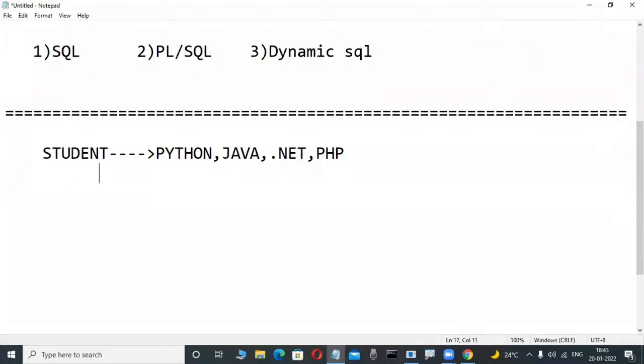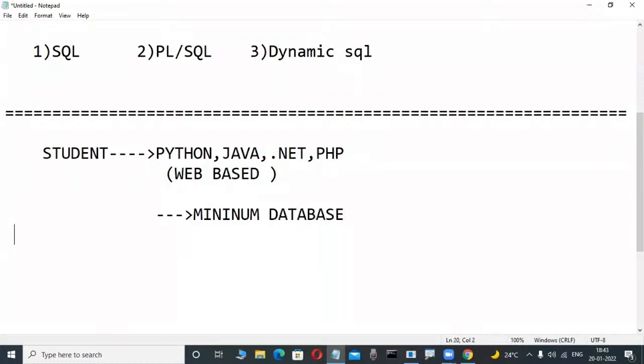In projects, these web-based application programmers compulsorily need minimum knowledge of databases. Why? Java programmers use JDBC, and .NET programmers use ADO.NET, and in the project they compulsorily use relational databases. In these databases, stored procedures are a regularly used concept.